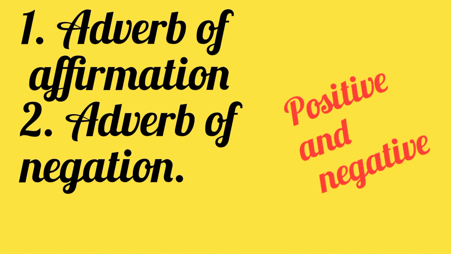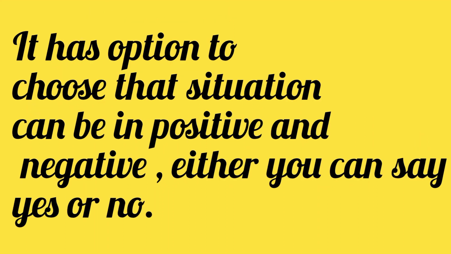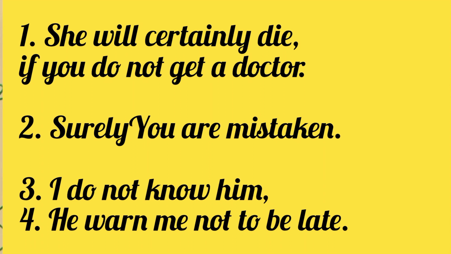So the next one is the adverb of affirmation and negation. This is really very interesting to know, and a very easy one, because here we have only two options, yes or no, या तो हाँ या फिर ना है. Affirmation here means, like, one example we have here: She will certainly die if you don't get a doctor. Surely you are mistaken. निश्चित रूप से. I do not know him.